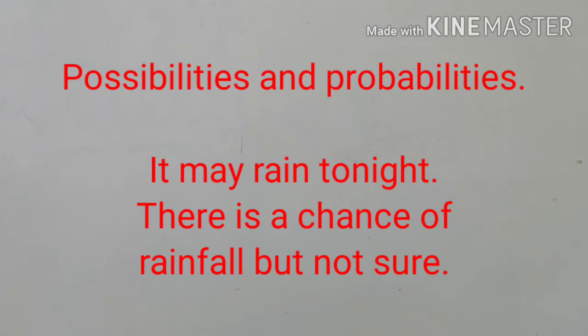If I say it may rain today, then I am telling you the possibility of rainfall. I am not assuring that it is going to rain for sure. So there is no surety about it, but there are chances that it might rain or it may rain. So by using the modals may or might, I am explaining the probability or possibility of rainfall.